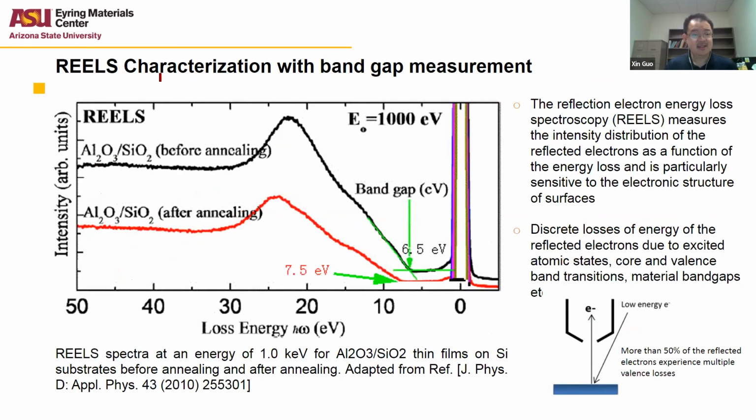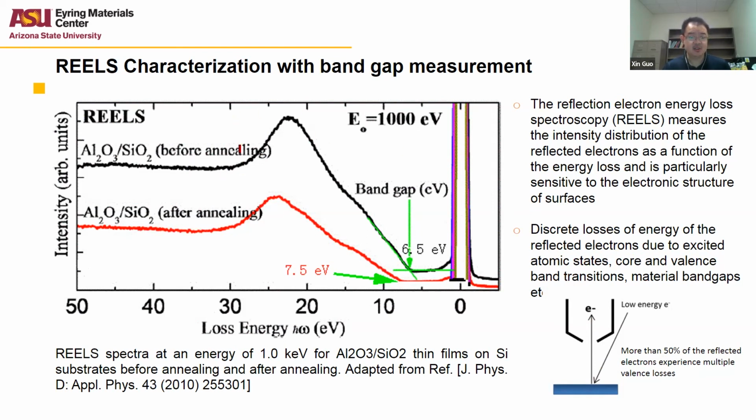Last but not least, the Supra Plus is also equipped with REELS. So what is REELS? REELS, the full name, is reflection electron energy loss spectroscopy. It measures the intensity distribution of reflected electrons as a function of the energy loss, and is very sensitive to the surface electronic structure. More than 50% of the reflected electrons experience multiple valence losses. So the discrete loss of energy can indicate the different excited atomic states, core and valence band transitions, and the material band gap.